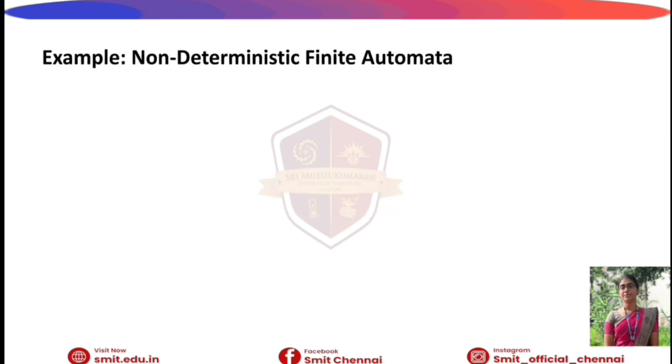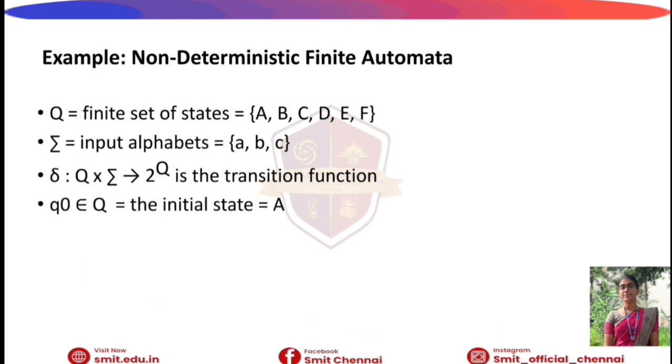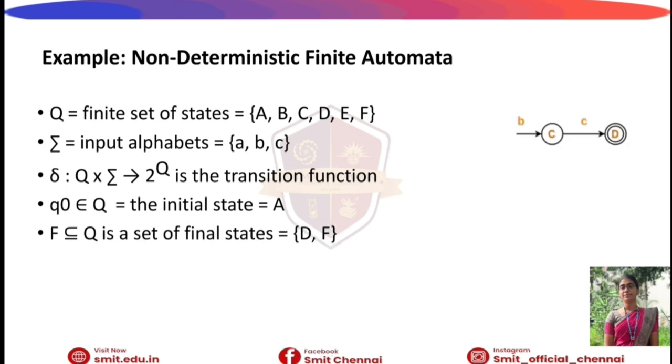We will see an example. Set of states Q, we will have A, B, C, D, E and F, and the input alphabets a, b, c. Transition function is from Q cross sigma to power set Q. Let the initial state be A and final states are D, F. And this is the state diagram.